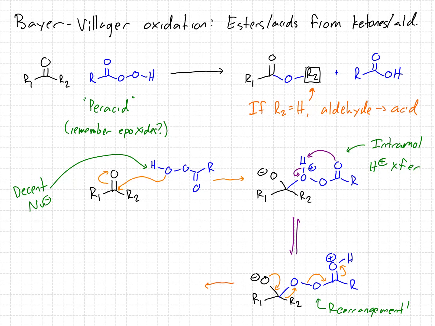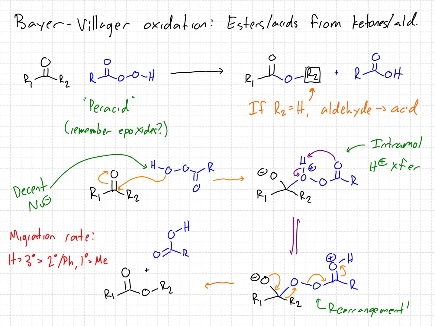So what this gives is our product, which is an ester in this case, and then a carboxylic acid derived from our per acid. What's important about this reaction is to note the migration rate of different groups. They don't all migrate at the same speed. Here, protons migrate faster than tertiary carbons, which migrate faster than secondary carbons and phenyl groups, which are about equivalent. Those both migrate faster than primary groups, which migrate faster than methyl groups.